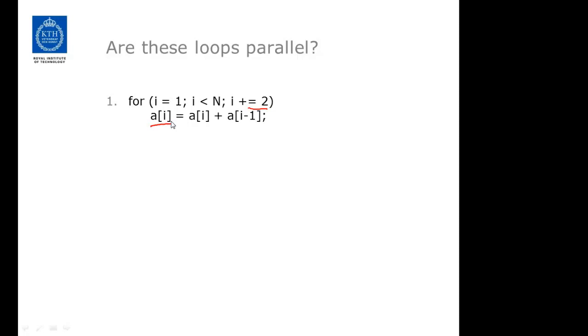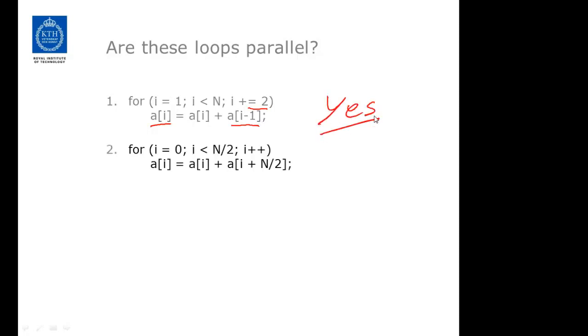Secondly, is any element updated read by any other iteration? At first it looks like it, because we access array element I minus 1. But if we observe that we go in steps of 2, we actually see that I minus 1 is never written by any other iteration. Therefore, this loop can be parallelized. Yes, this is parallel. The second example goes from I equals 0 to n over 2 minus 1.